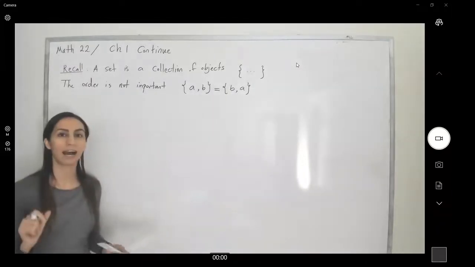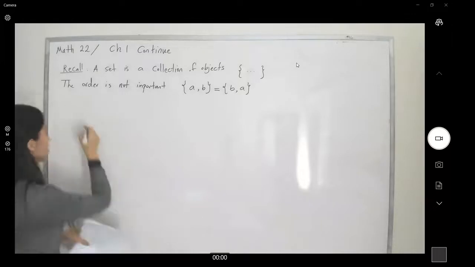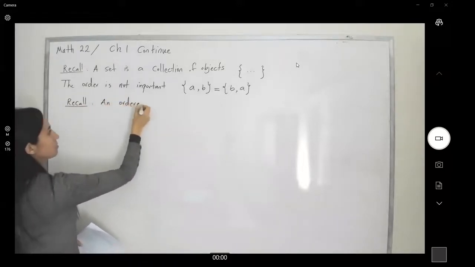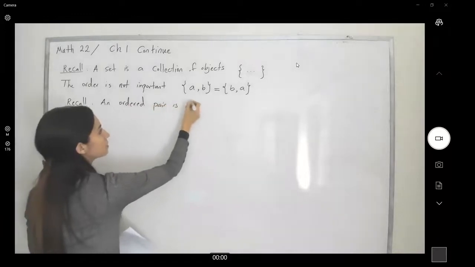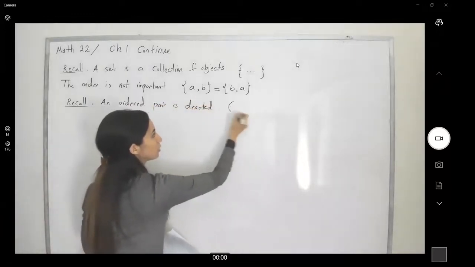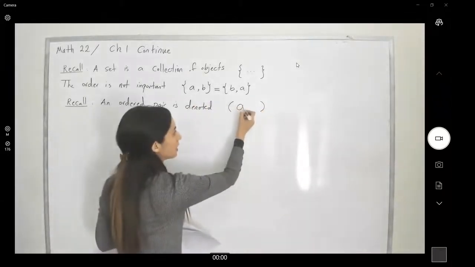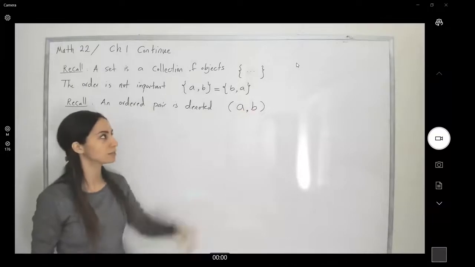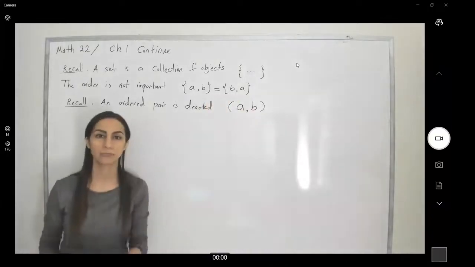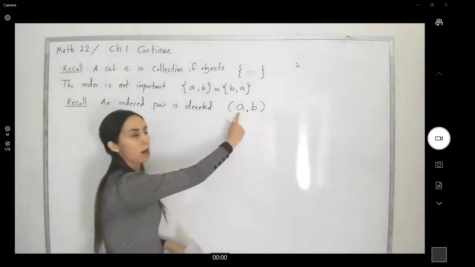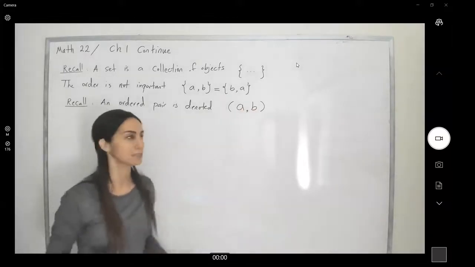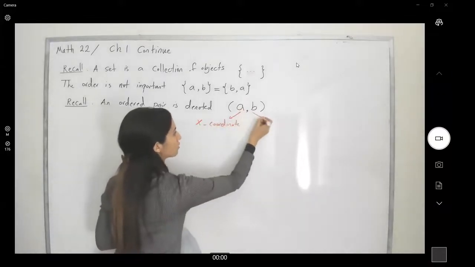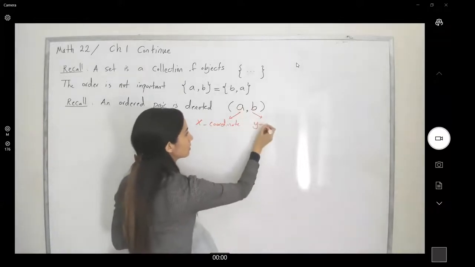Well, what if we have ordered pairs? Recall that an ordered pair is denoted this way. We use parentheses: A, comma B. So as you can see, there are differences between a set including two members and an ordered pair. Here we use parentheses. A comes first, and the second element is B. So your x coordinate is A, and your second coordinate or y coordinate is B.